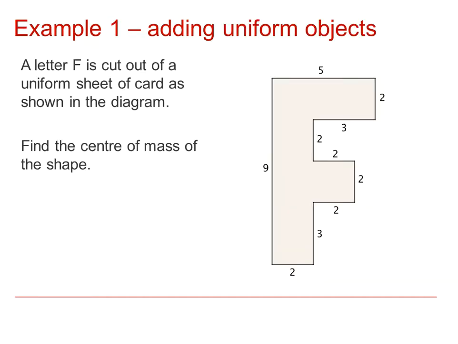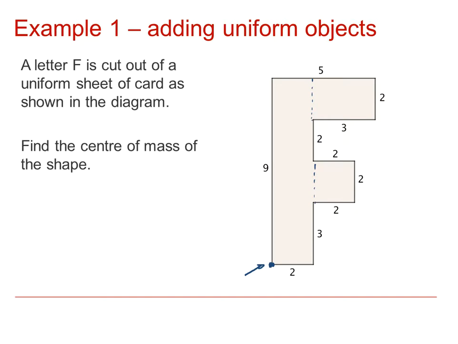Well, let's look at this example then, which is a letter F which has been cut out of card. We want to work out where the center of mass of the shape is. One way to do this would be to divide this into three separate rectangles, and then to look at the relative masses of those, which would be proportional to their areas, and their centers of mass relative to some origin, which I'm going to take at this bottom left hand corner here.